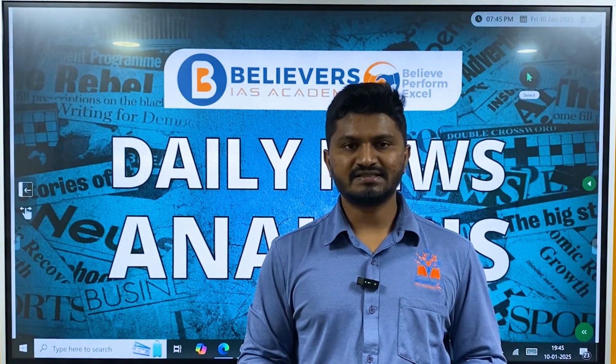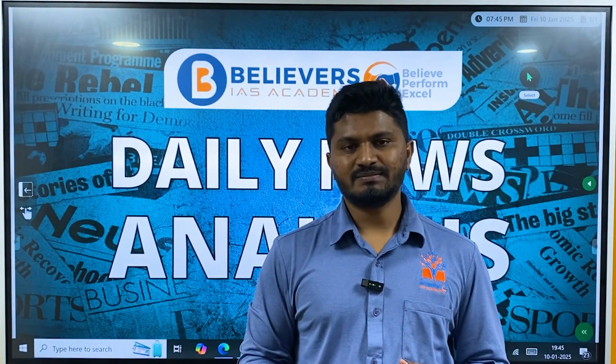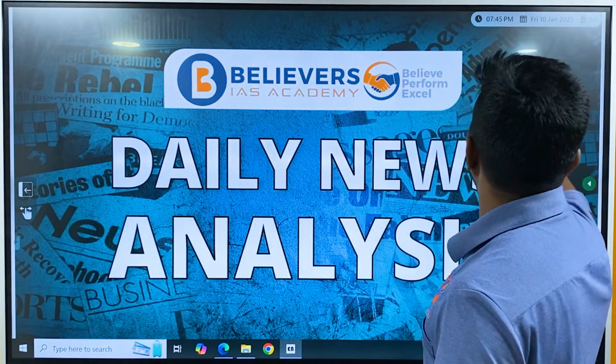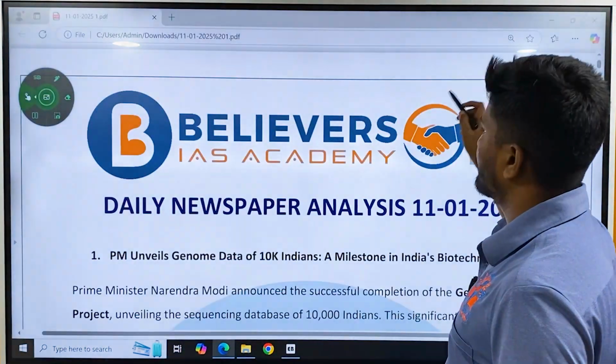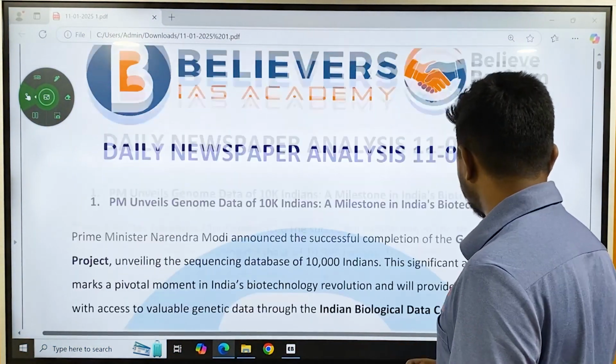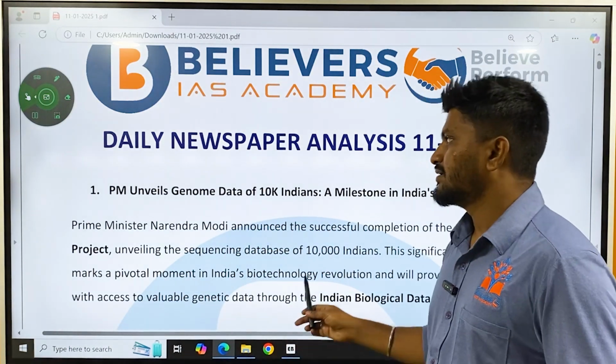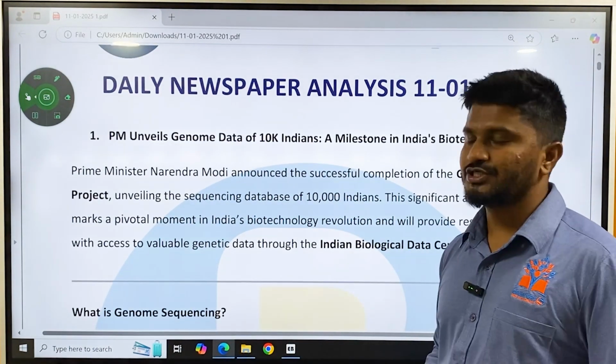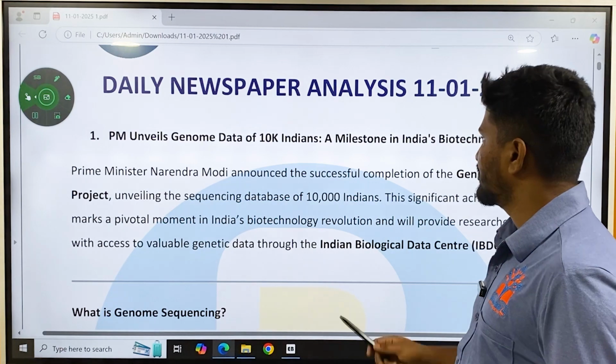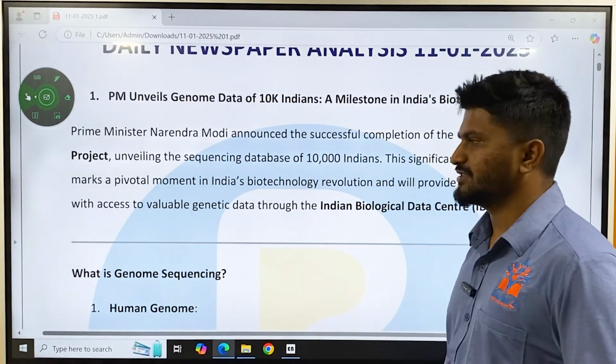In this session, we will be discussing important articles from various newspapers. The first article from today is from the Indian Express, the Hindu and major newspapers are covering. That is, Prime Minister unveils genome data of 10,000 Indians, which is a milestone in India's biotechnology.